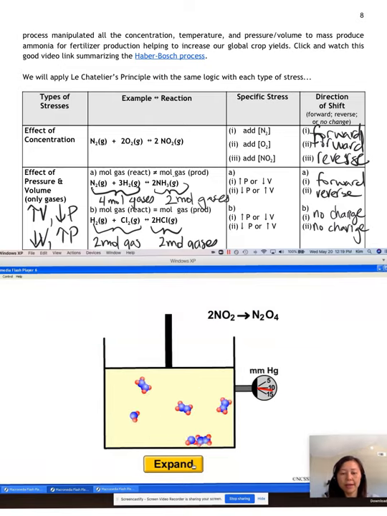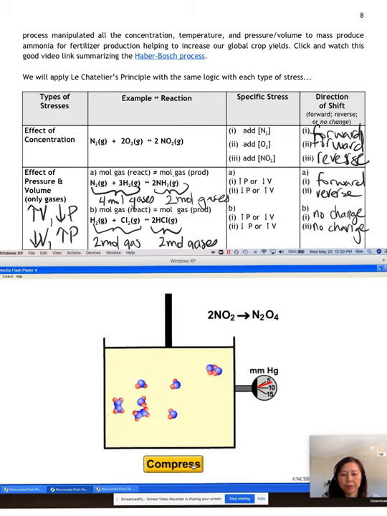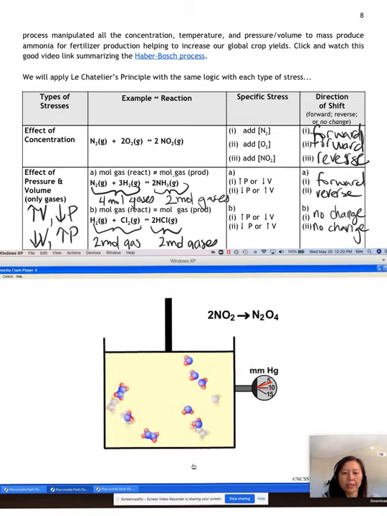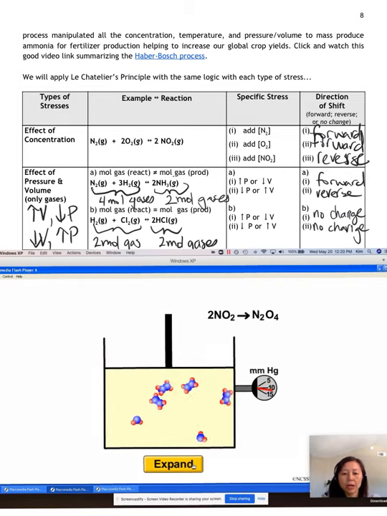If I expand, you'll notice that the particles will go back to where they originally were, which is 6 particles of nitrogen dioxide and 2 particles of dinitrogen tetroxide. When I compress, once again, you'll see 4 of the nitrogen dioxide decreasing to make 2 of the dinitrogen tetroxide. And we are reestablishing equilibrium, and how we know is as time passes, you'll see that the amount of reactants and products remain constant over time.